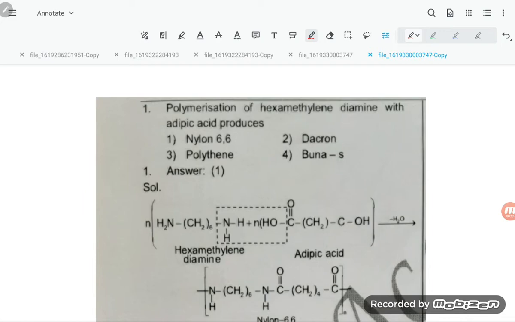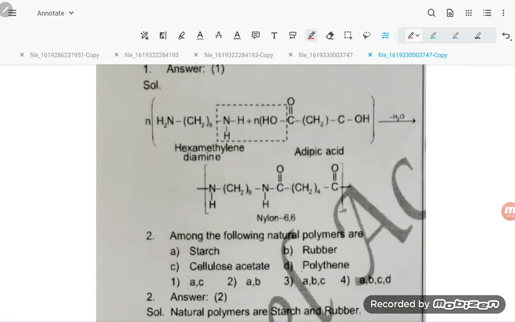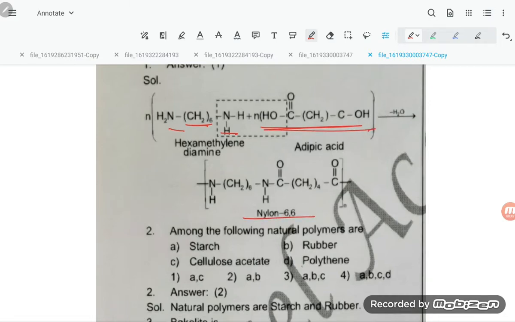Question number 1, students, what are they saying? Polymerization of hexamethylene diamine with adipic acid produces what? Nylon 66. Hexamethylene diamine and adipic acid give nylon 66. Here you see, students, 6 carbons and 2 amine groups are there, and this is adipic acid. So it will give nylon 66. You have to memorize that, students.